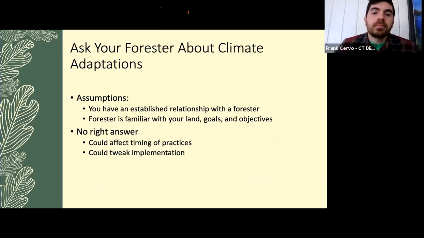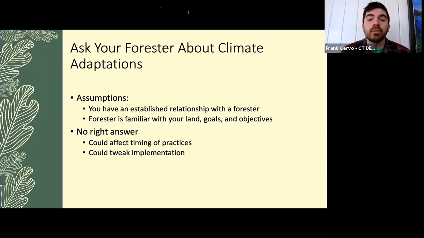Okay, so I am Frank Servo. I am the Eastern District Service Forester for Connecticut DEEP, and I cover the eastern counties of Connecticut, Tolland County, Windham County, and New London County. And I'm going to be building a little bit off of what Fern was just talking about, and talking about how to specifically talk to your forester about climate adaptations, right?